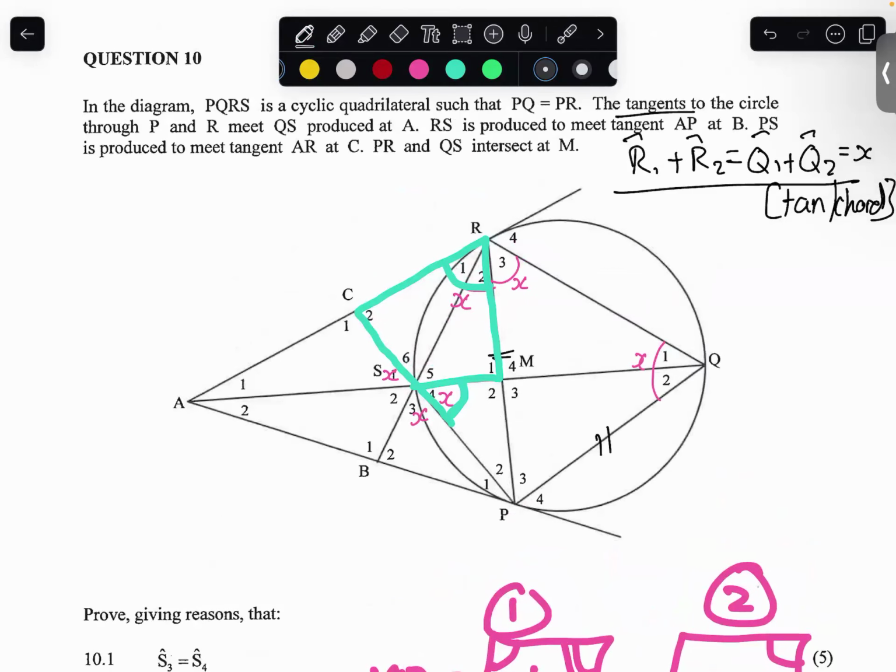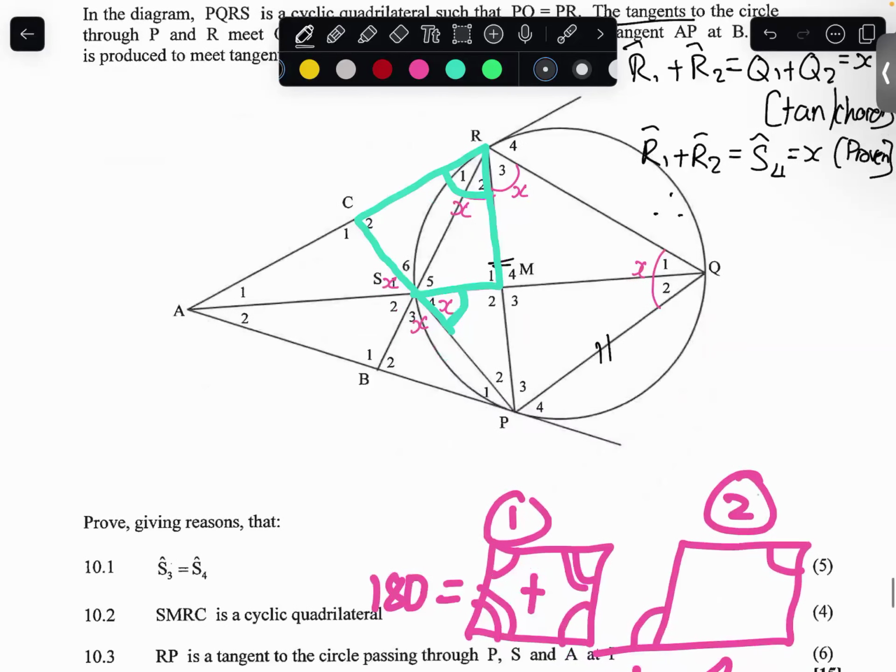after we said this statement, R1 plus R2 is now equal to S4, which is equal to X, proven, because they're both X, so they're equal. If they're both equal to X, that means they are equal to each other. And so therefore, what did they say? SMRC is a cyclic quad, and your reason is converse.